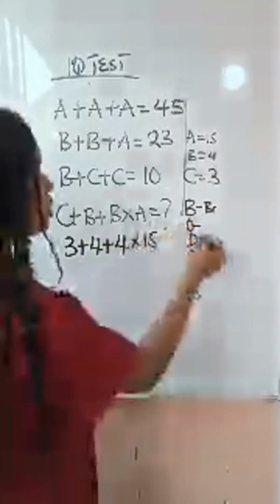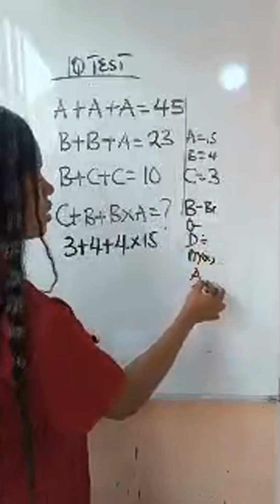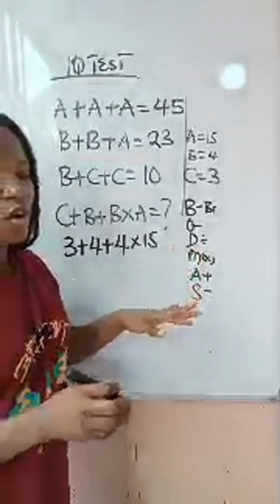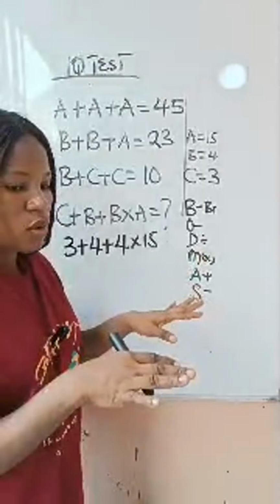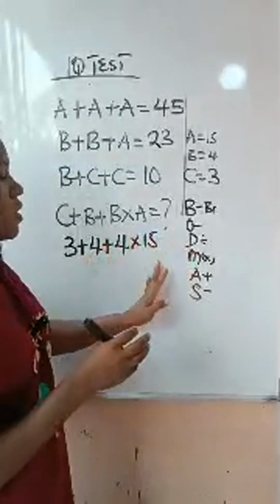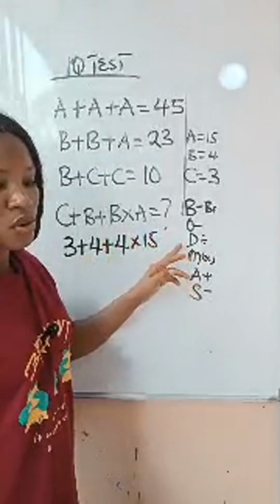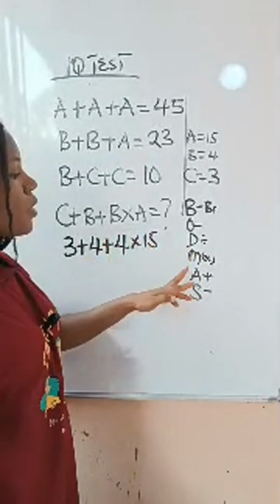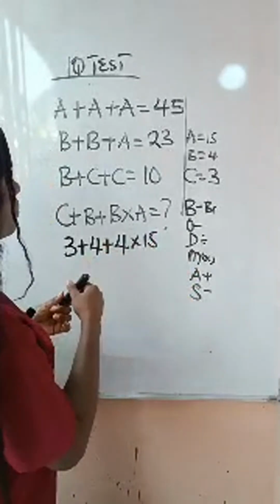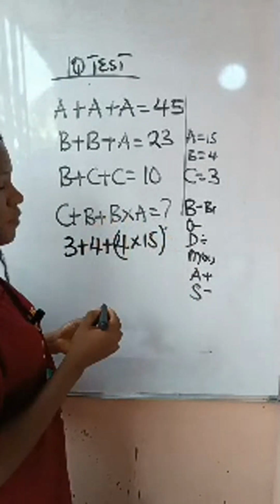Now, division, multiplication, addition, and subtraction. Division and multiplication occupy the same level, so you should solve from left to right, depending on the one that comes first. Addition and subtraction, the same thing. So in this case, we have multiplication, so we must multiply first.